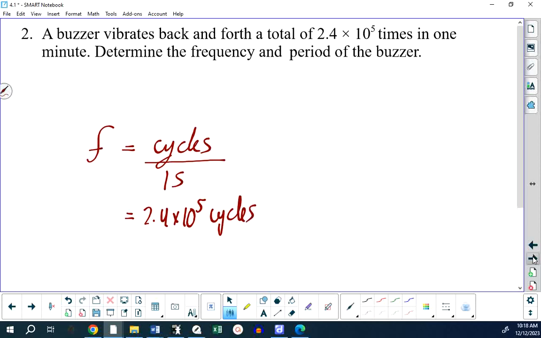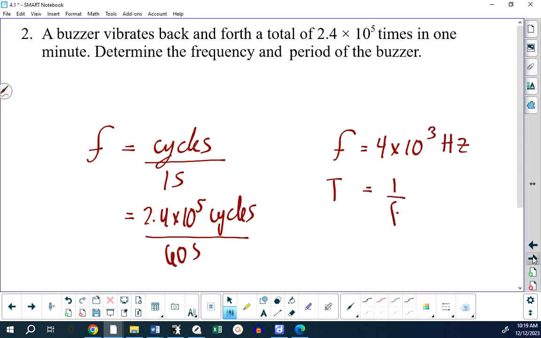So we're talking electronic buzzers. You hit something and it goes, nee. What's happening is there's something vibrating back and forth that many times per second, or per minute in this case. So we have to divide that by 60 seconds to get cycles per second, which is frequency. I want to say it's 4 times 10 to the 4, but I could be wrong. Ten to the 3? Okay. So that's the frequency.